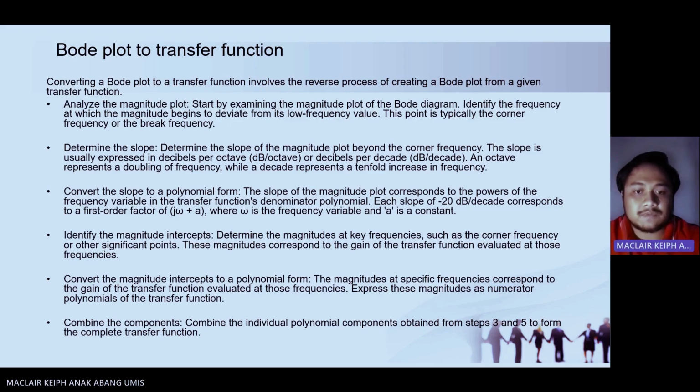Convert the magnitude intercept to a polynomial form. The magnitude at a specific frequency corresponds to the gain of the transfer function evaluated at those frequencies. Express this magnitude as a numerator polynomial of the transfer function. Lastly, combine the components. Combine the individual polynomial components obtained from steps 3 and 5 to form the complete transfer function.